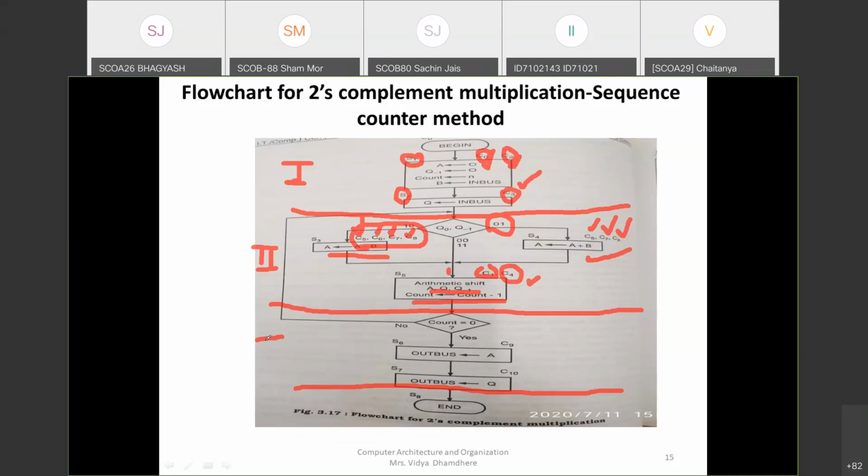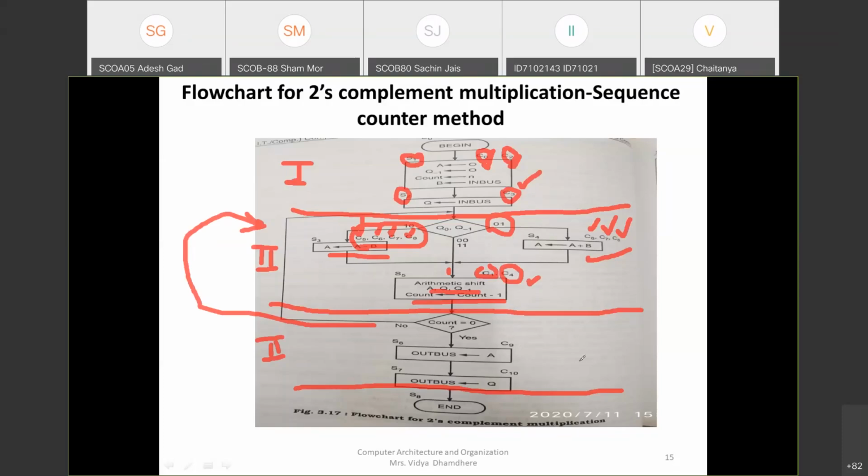Now the third phase. Whenever we enter the third phase, it is going to check first of all the counter. If the counter is not 0, this loop will continue. So the second phase is repeated n number of times, and these control signals are generated for phase 2 each time. That means phase 2 is very important from an implementation point of view. We have to give more focus on that. Now, next, if the counter is equal to 0, we have to generate the final result.